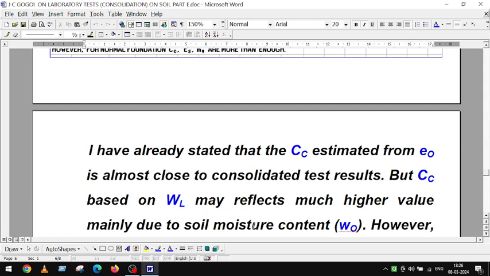This is the soil moisture. Because if it is highly saturated, normally high-moisture, highly plastic soil has a tendency to absorb maximum soil moisture. So in that soil moisture, the value may differ.